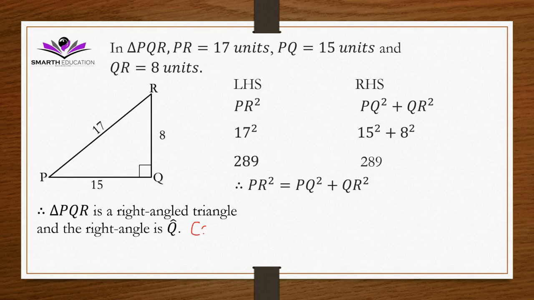Then we can write our reason, converse Pythagoras. Okay, all right. So we've proved that the triangle PQR is what? Is a right angle triangle.